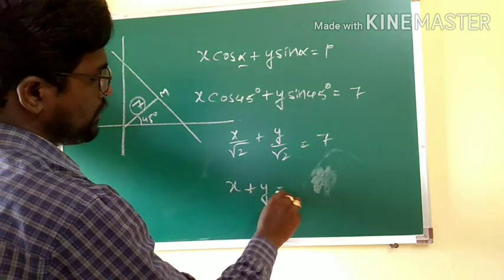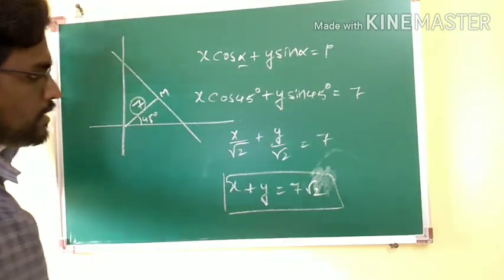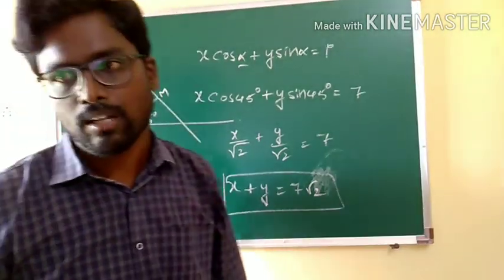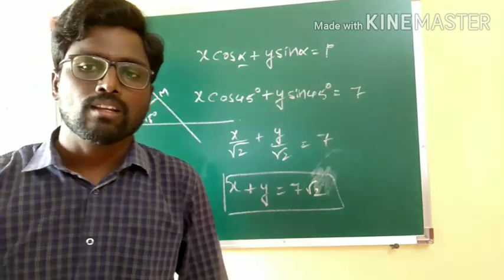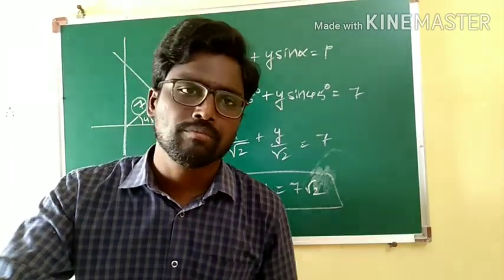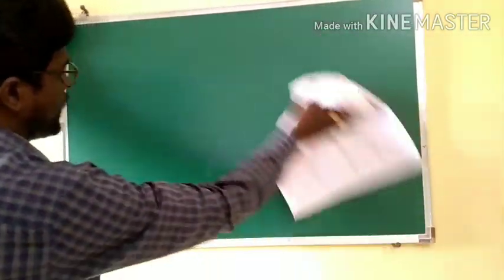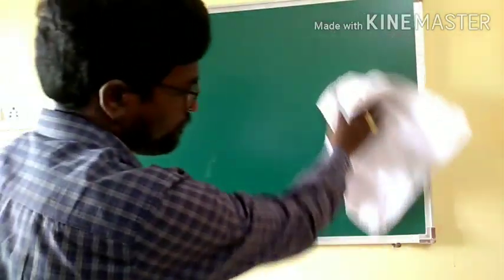Therefore x plus y is equal to 7 root 2, or x plus y minus 7 root 2 is equal to 0, is the equation of the required line. See anything complex here? Nothing complex. Then we'll go for another point. Please note down.